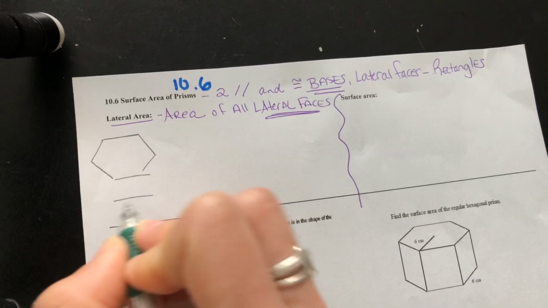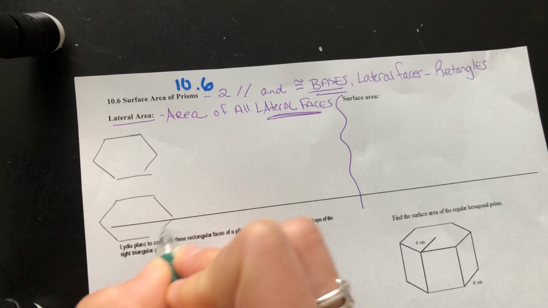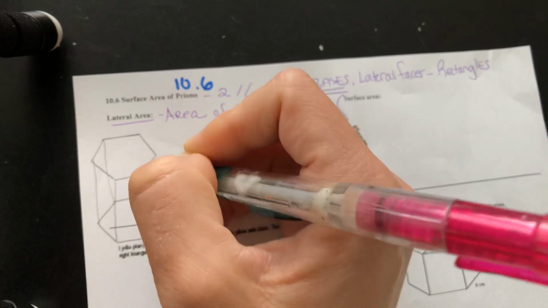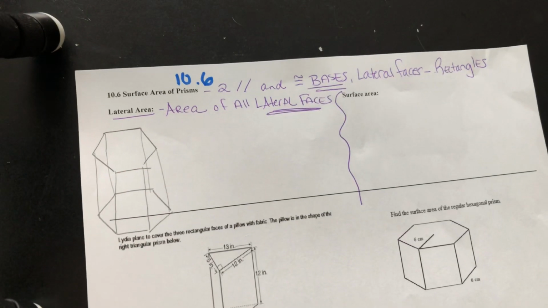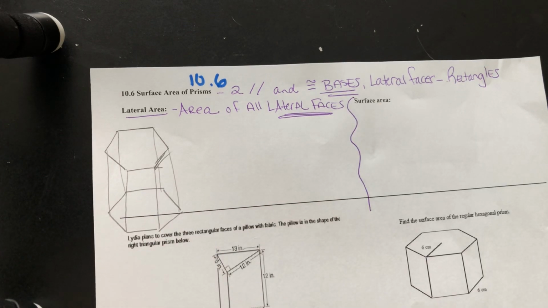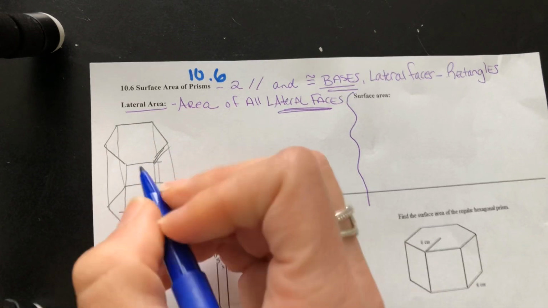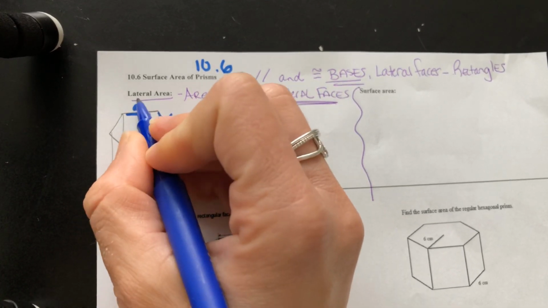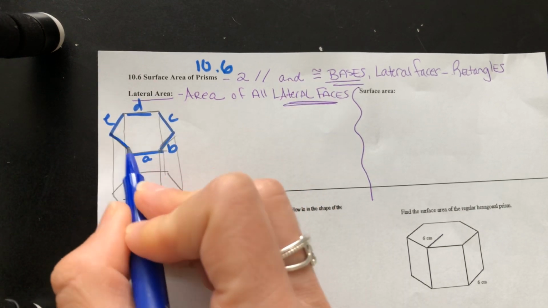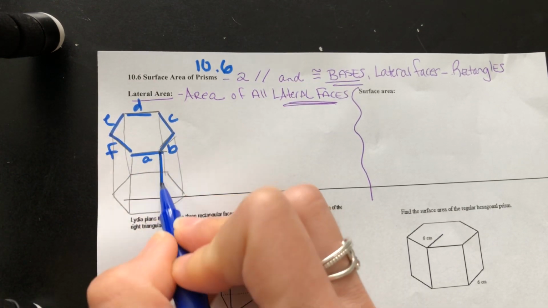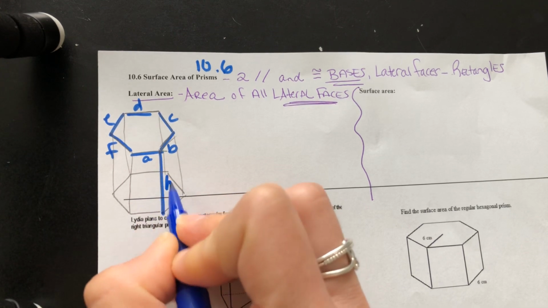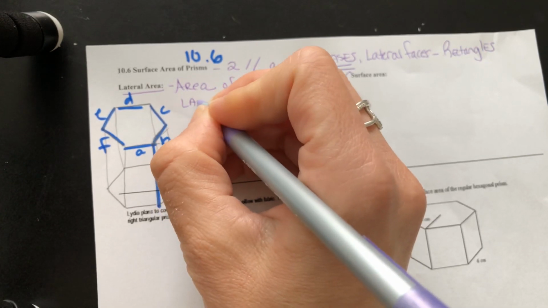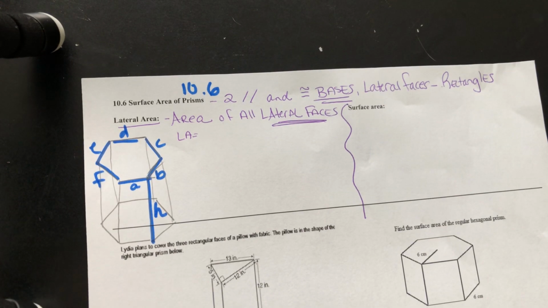So I'm going to draw a hexagonal prism. That one goes here, that one goes here, that one goes here, that one goes here. There we go, there's your hexagonal prism-ish. I'm also going to label each one of these sides A, B, C, D, E, and F. And then I'm going to label the height of the prism, remember the lateral edge, as just H.